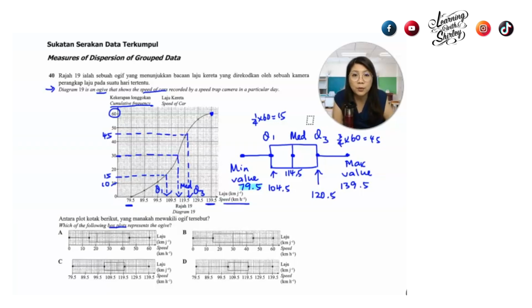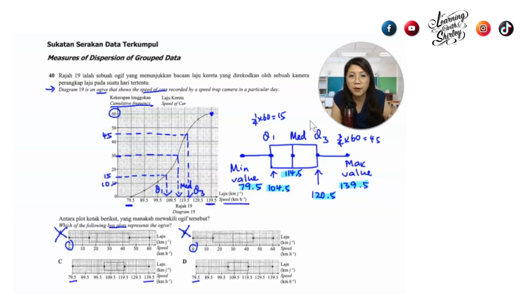Now we have all these 5 values: minimum value, Q1, median, Q3, and maximum value. Let's look at A, B, C, D, the options given. For A, the minimum value is 0, so this is incorrect. We cross out A. For B, the minimum value is also 0, so this is wrong. We cross out B. For C, 79.5 is correct. D is also correct, 79.5.